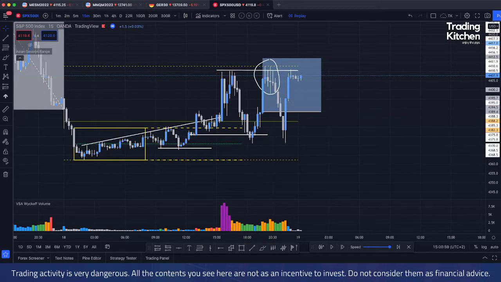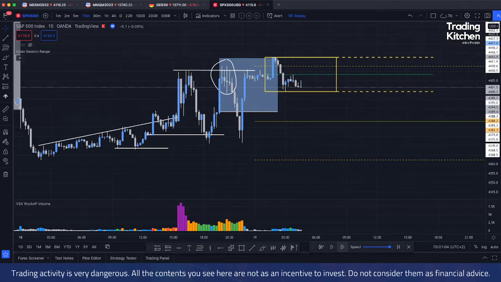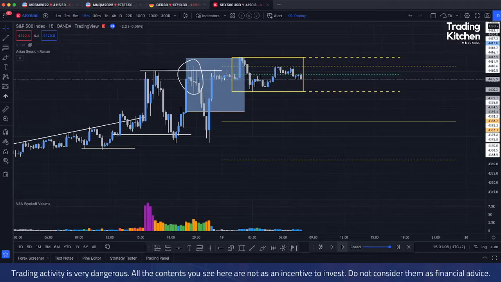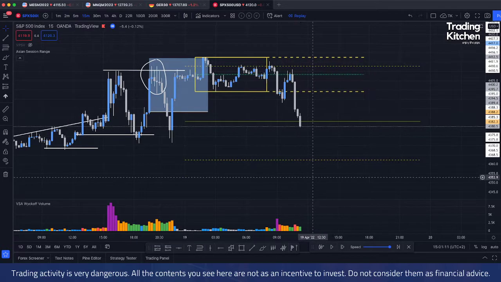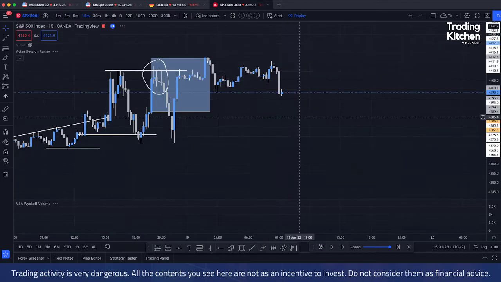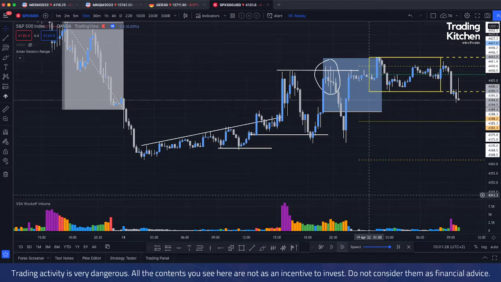Okay, let's move forward again. Sorry, I was going too fast. So this is a stop loss. I remember this stop loss, to be honest.